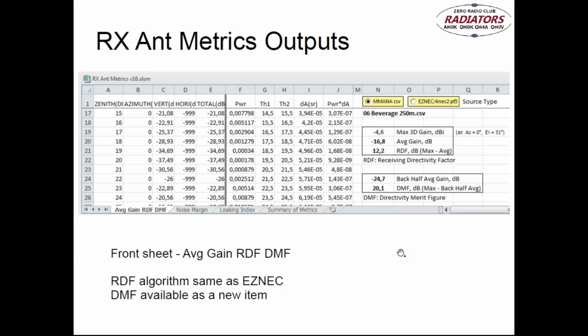Then the outputs. There are a couple of sheets on this Excel tool. There's the average gain, RDF, and DMF sheet. It's the first one, kind of a front page.